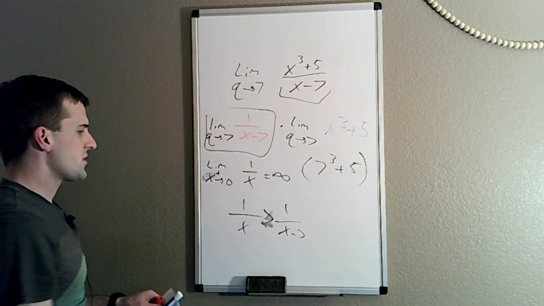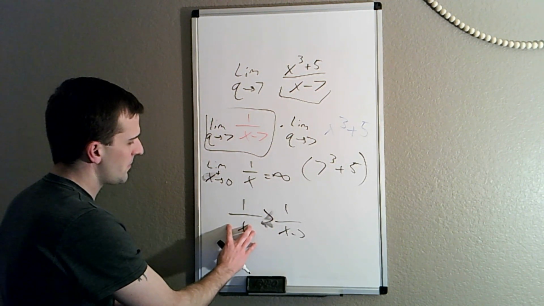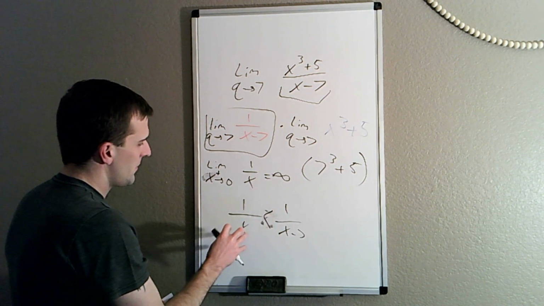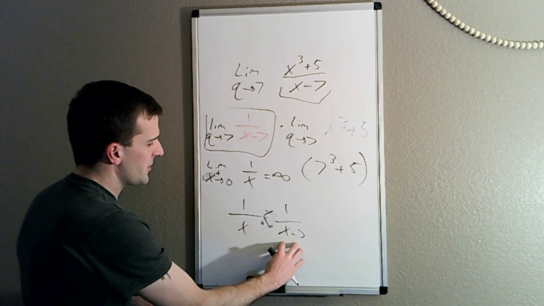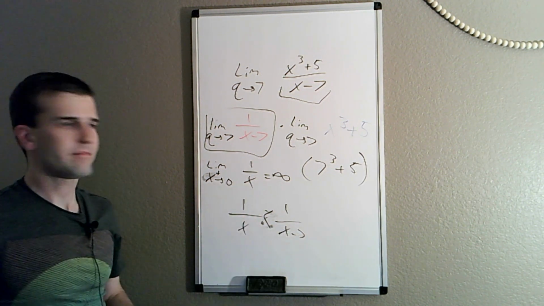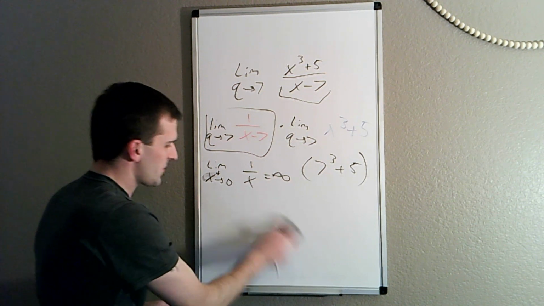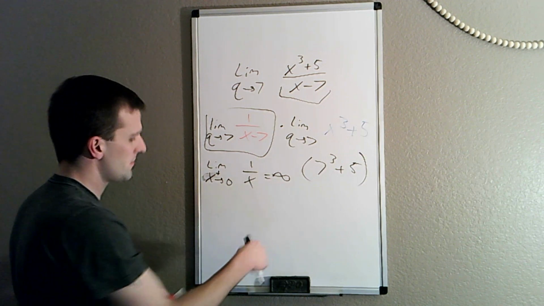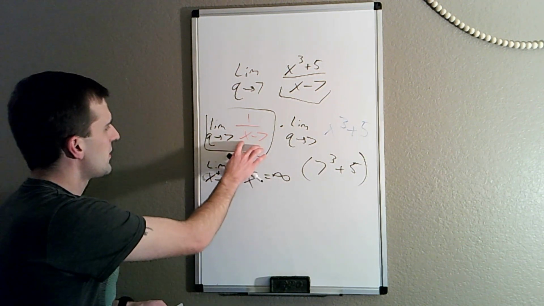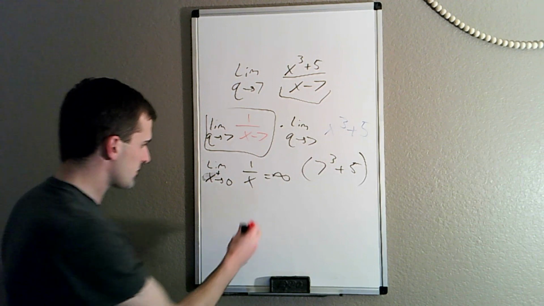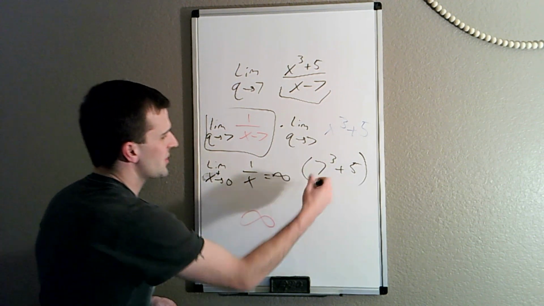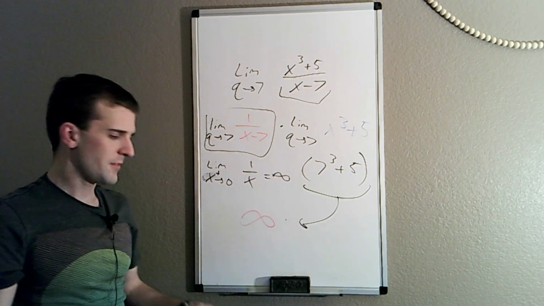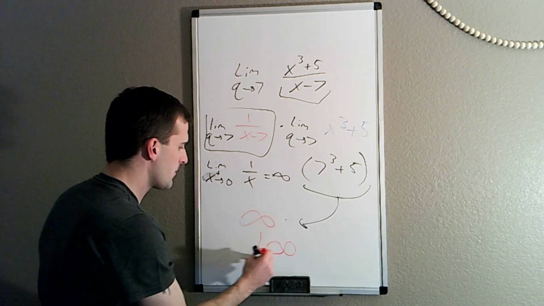We could use that inequality and say, if this is infinity and this is larger than infinity, then this is also infinity. But really, just for this case, just know that if this is approaching 0 on the bottom, it's infinity. So really we get infinity times this giant thing. And infinity times a number is infinity, so infinity is the final answer.